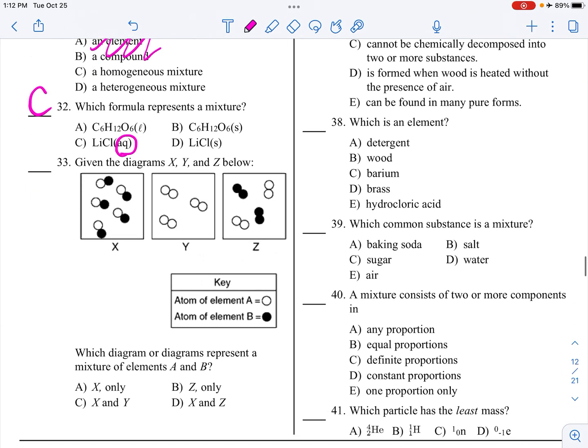All right. A mixture of elements A and B. So in X, we have A bonded to B. That is a compound. In Y, you have A, a diatomic element. Why did I just stop writing that? In Z, we have a mixture of element A and element B. So it is just Z.